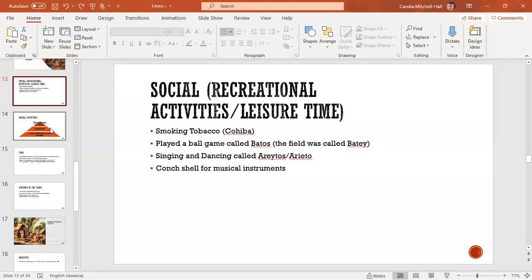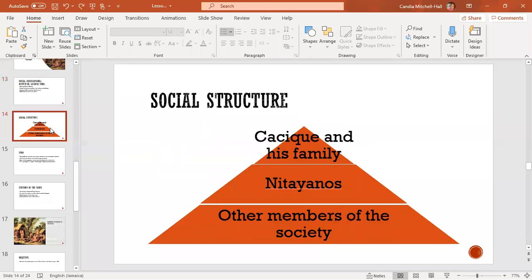Now, ladies, their social structure. Remember in societies we have upper class and middle class. In their society, they had the cacique and his family at the top, at the helm of the society. In the middle were the Nitaynos, who were like nobles. And beneath them were all the other members of their society. Just like some societies have a king and queen, princesses and princes, in their society they had the cacique, who was the head, and his family had quite a lot of privileges.